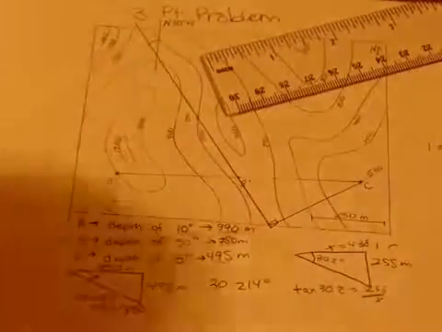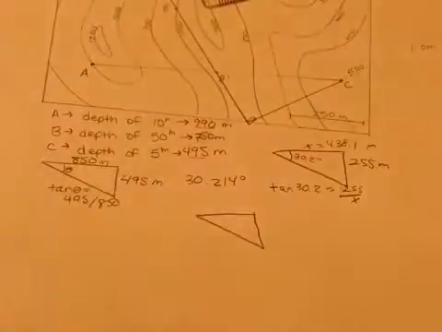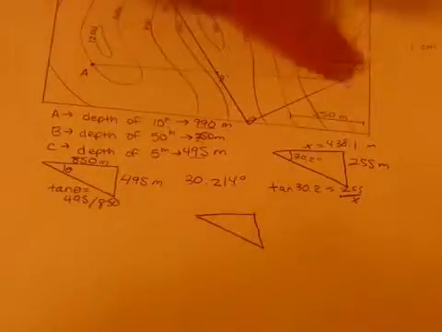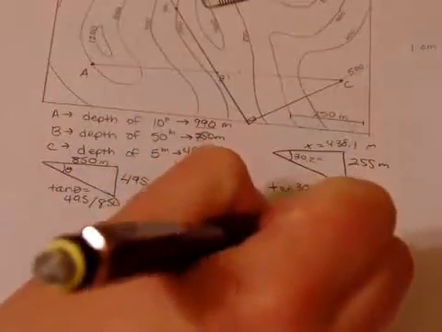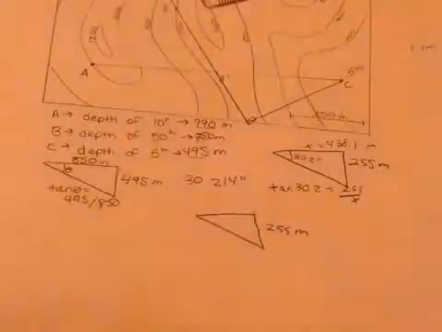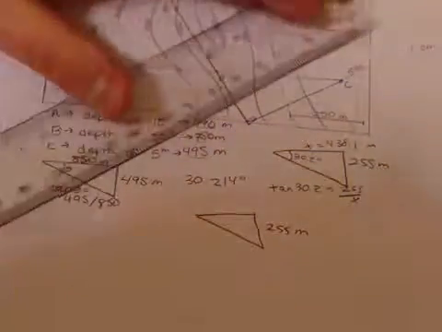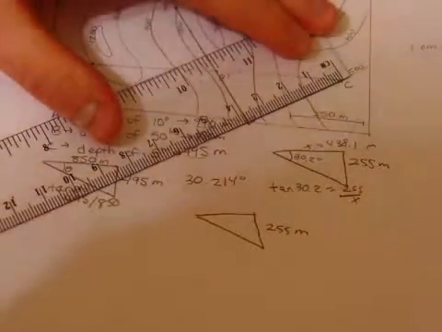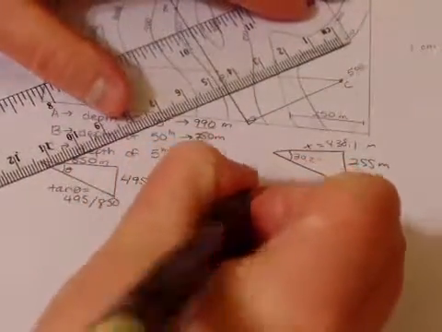Okay, so I'm going to have a third triangle. And again, I know that my height difference between this line of elevation 750 and this point of 495 was 255 meters. So this is 255 meters. And I know that the distance between these 2 points can be measured. So I'm going to measure this distance. And it looks like it's about 3.8 centimeters. So 3.8 centimeters is 380 meters.